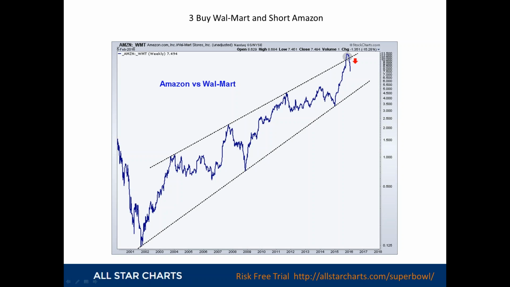For every dollar we are long Walmart, we want to be short $1 of Amazon, all the way back down to the lower of these two trend lines. And ultimately, I think that we break. And I think there's a lot of money to be made. And I think this has just gotten started.